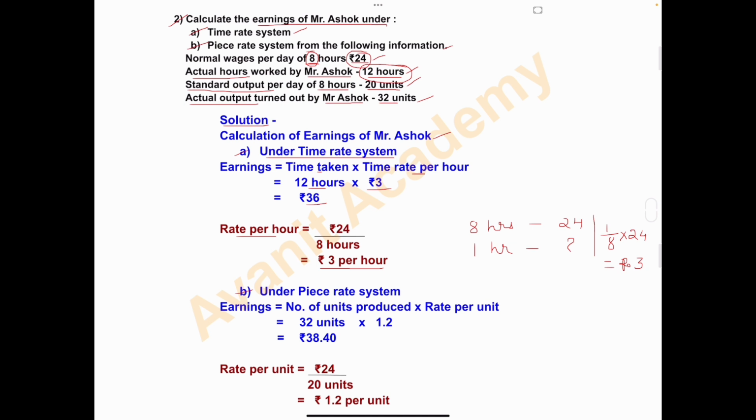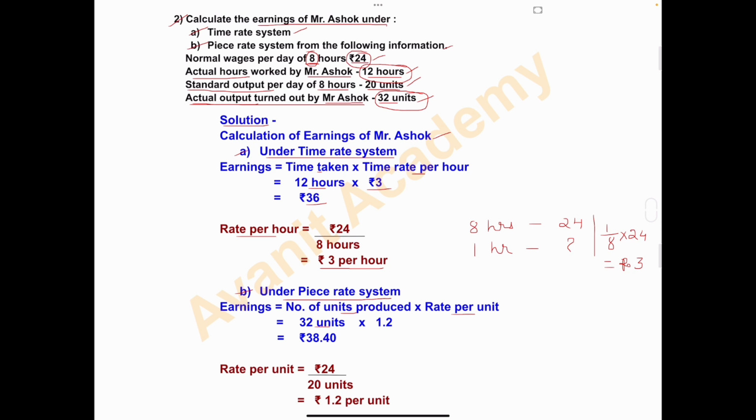Point B, under piece rate system. Piece rate system formula is earnings is equal to number of units produced into rate per unit. Number of units produced. So Mr. Ashok has produced how many units? The last point, actual output turned out by Mr. Ashok is 32 units. Right here 32 units into rate per unit.